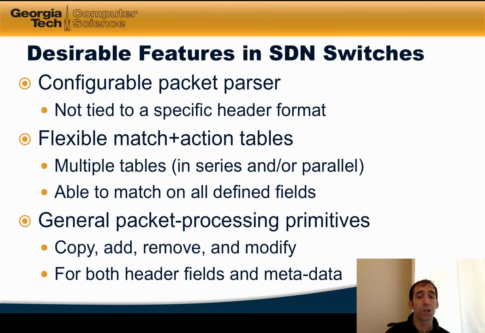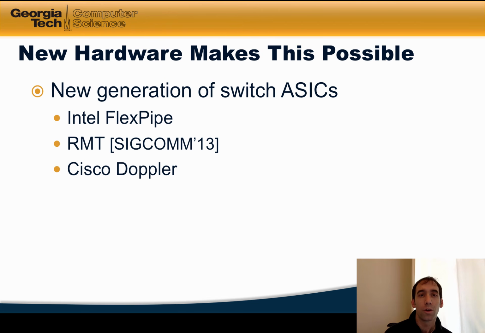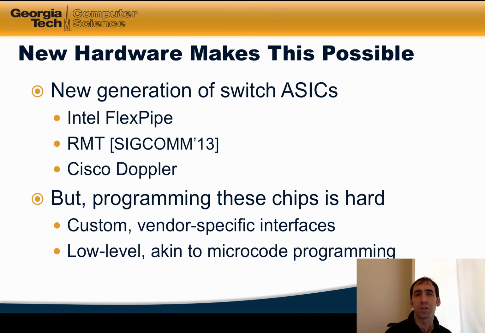And finally, we may want general packet processing primitives, such as the ability to copy, add, remove, and modify fields in packet headers. We may want these operations both for the header fields and for any metadata that's associated with the packet. The current generation of switch ASICs is starting to make this possible. In one of the interviews this week, we hear about the Intel FlexPipe, and in another we hear about the RMT. Both of these architectures are beginning to make this type of programmable packet processing possible. Still, programming these chips is hard. They only expose custom vendor-specific interfaces, and the programming models are very low level, essentially akin to microcode programming.